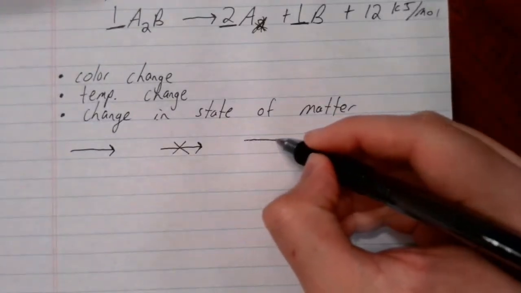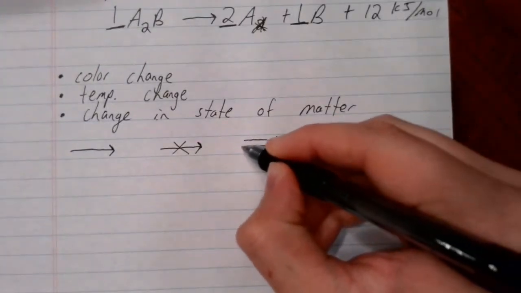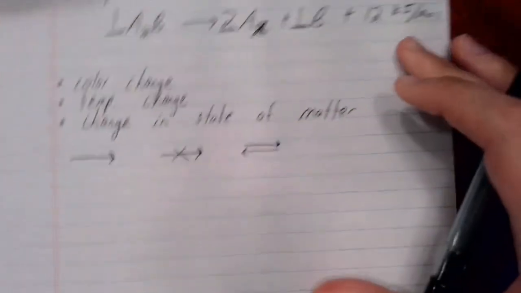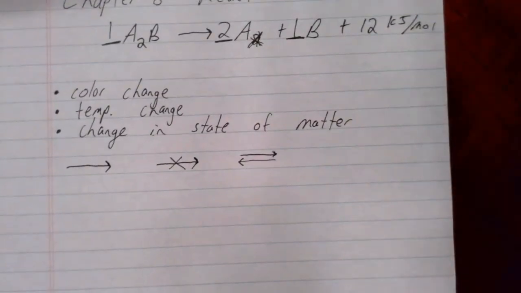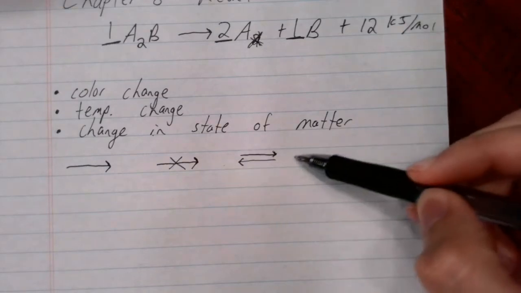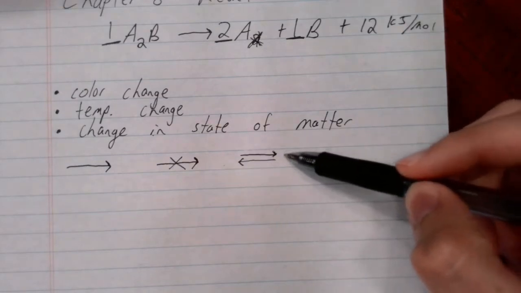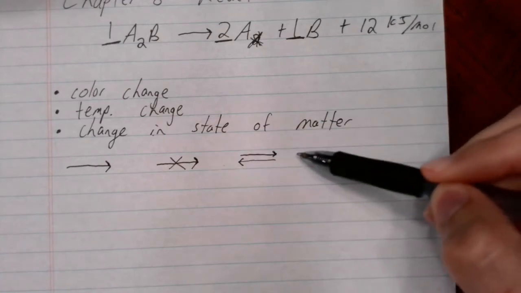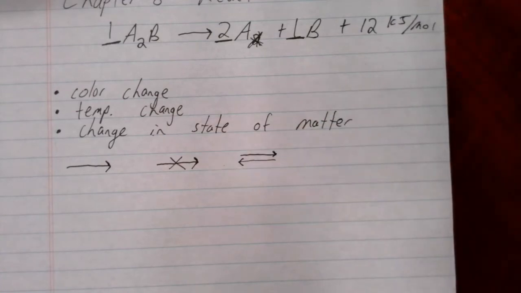Okay, so this type of arrow, you see a double arrow, an arrow pointing in both directions. That means you have a reversible reaction. Okay, so you have reactants over here, products over here, but the reaction could also go in the opposite direction, so the products can be converted back into reactants.